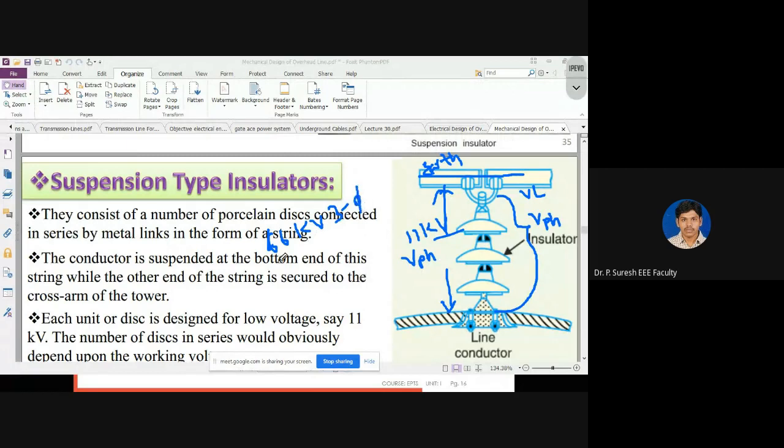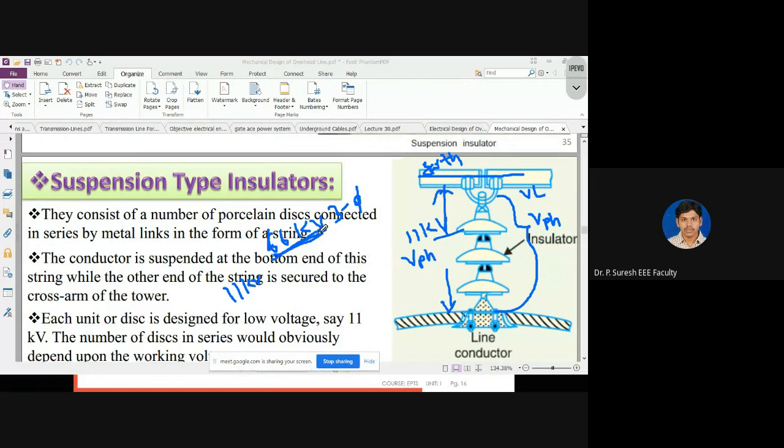So for a 66 kV transmission line, how many discs are needed for a string type insulator? Generally they will ask like that. For a 66 kV three-phase transmission system, how many discs are needed in each string type insulator? Anyone? What is the answer for this? Each disc capacity, how much? 11 kV.